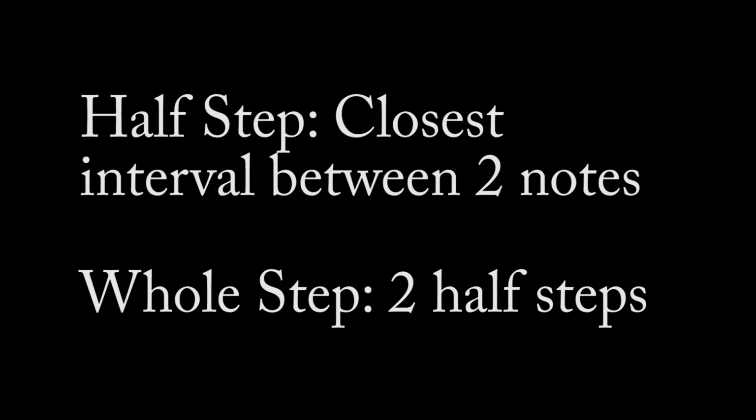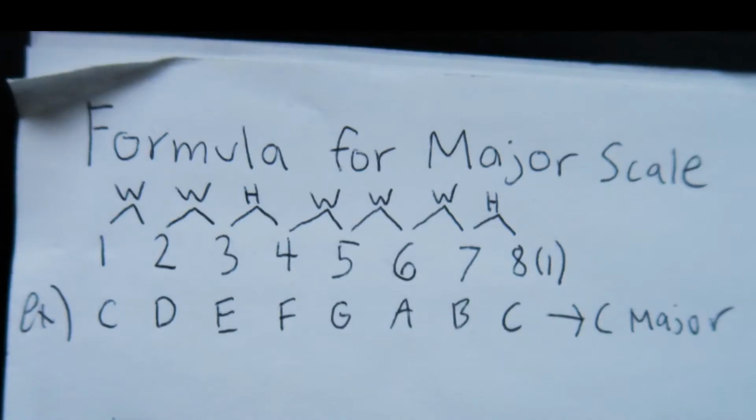What are the different formulas for these scales? How are they constructed? Well, if you remember from my last lesson, a half step is the closest interval or distance between 2 different notes, and a whole step equals 2 half steps. If we look at the formula of the major scale, we have 7 scale degrees, with the 8th note being the octave above the first note, or fundamental. Between notes 1 and 2, we have a whole step, then a whole step, then a half step, then a whole step, then a whole step, then a whole step, and finally a half step.